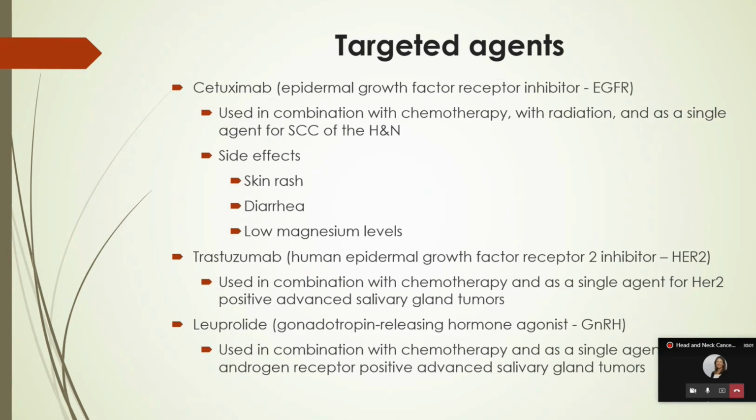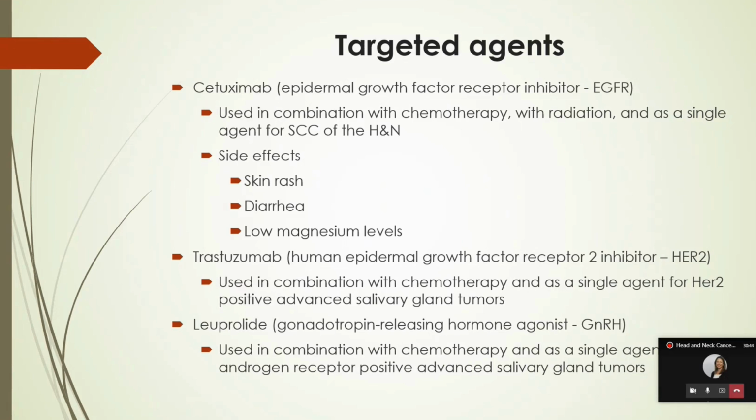And then there are several different targeted agents for head and neck cancer. Cetuximab is a targeted agent targeting the epidermal growth factor receptor, and by doing this, it helps to control the cancer. It is used in combination with chemotherapy, it can be used in combination with radiation, and it can be used as a single agent by itself for patients with head and neck cancer as well. Side effects with cetuximab are a skin rash, diarrhea, and low magnesium levels, amongst other things, but these are by far the most common side effects that we see.